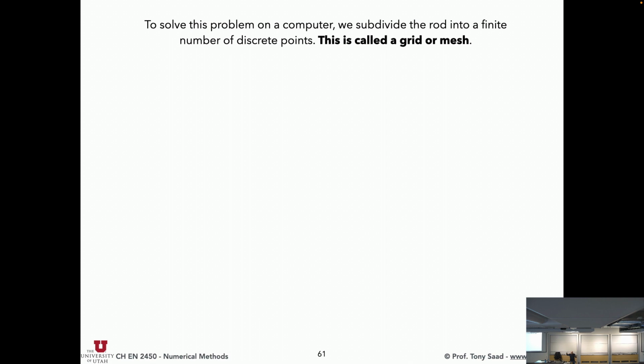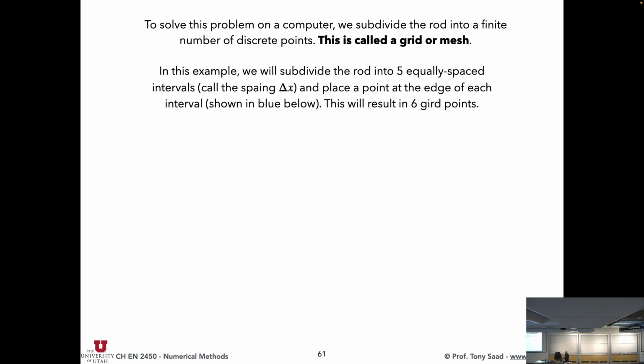We need to have x values along the rod. This is called a grid or a mesh. When you put points on a material, on a computational domain, we call that the grid or a mesh. I will illustrate this example using 5 equally spaced points. Once we're done with that, it takes one slide to do the generalization over any number of points, because it will be just a recursive formula.